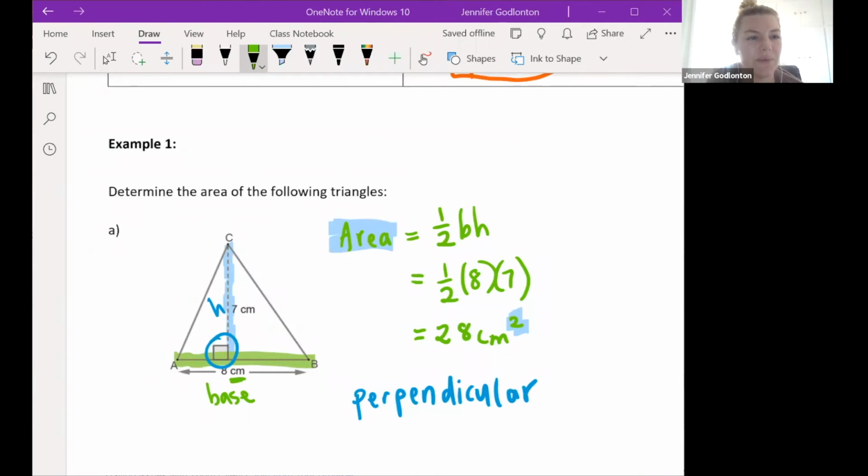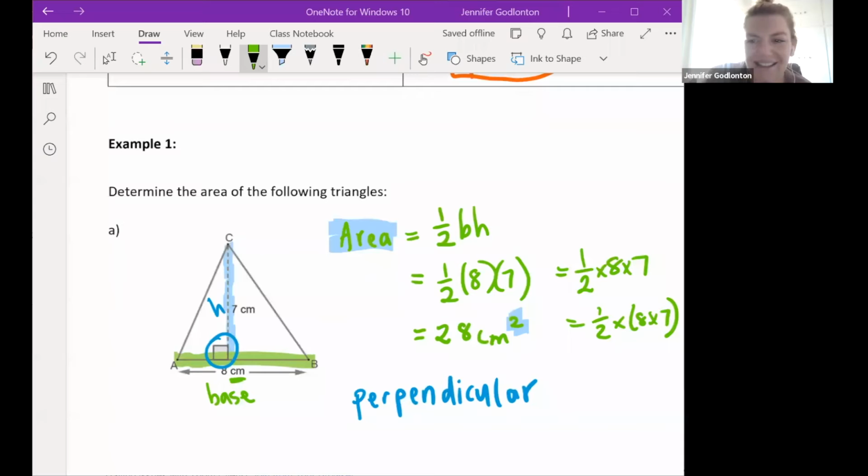So how can I help? Ma'am, do we always have to use the brackets? Do we always have to include them? No, you can write it however you would like. So you could have also said half times 8 times 7, or you could say half times 8 times 7, all the same. So whichever one you're comfortable with.